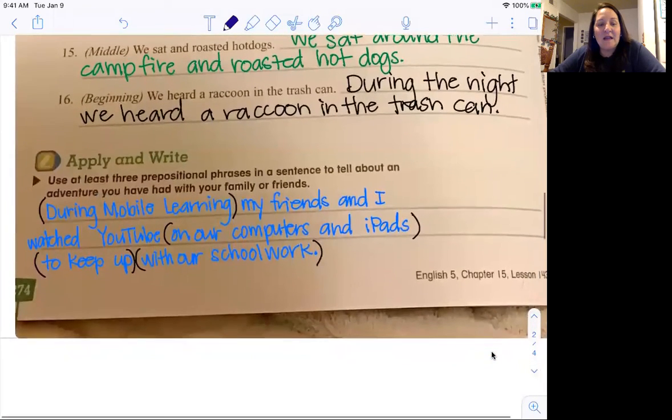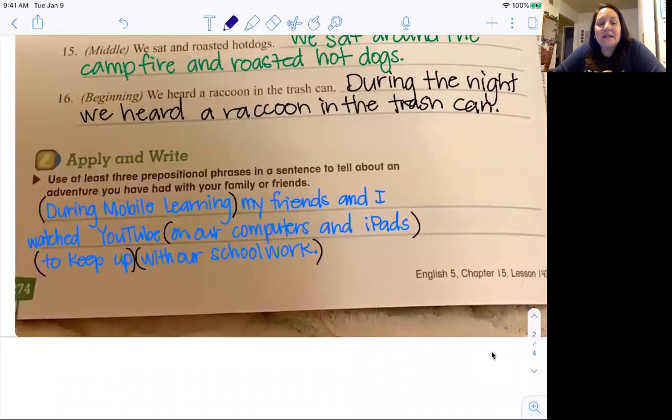Okay, apply and write. So use at least 3 prepositional phrases in a sentence to tell about an adventure you've had with your family or friends. So I kind of think what we're going through right now is like an adventure, right? It's something new. So let's look. It says, during mobile learning, had to throw that in there, my friends and I watched YouTube on our computers and iPads to keep up with our schoolwork.